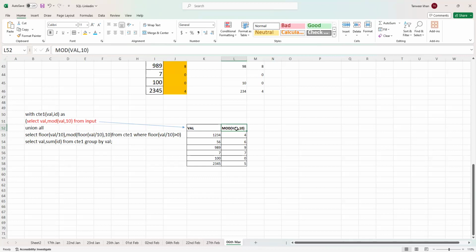Who will answer this? Taking the remainder, sir. Why are we taking the remainder? We need to extract digits from the val. Is that clear to everyone? Yes, sir.